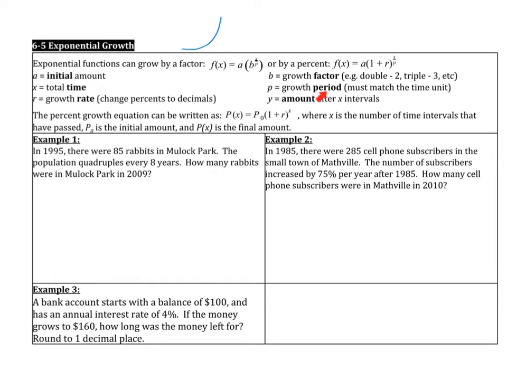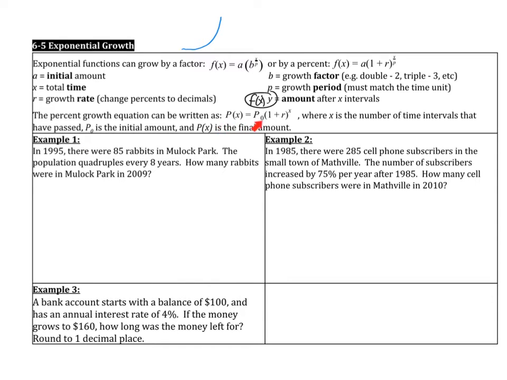The p is the growth period. So that's the denominator of the exponent. The growth period may be like if it is doubling every year, then p would be 1. If it's doubling every 2 years, then p would be 2. And y, which of course is the same as f of x, just represents the amount after the time has passed.